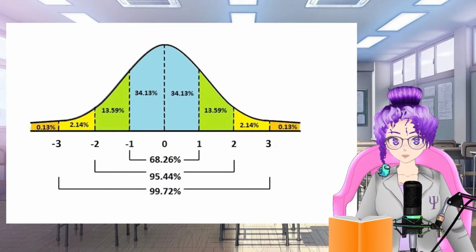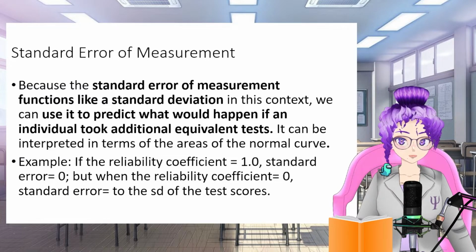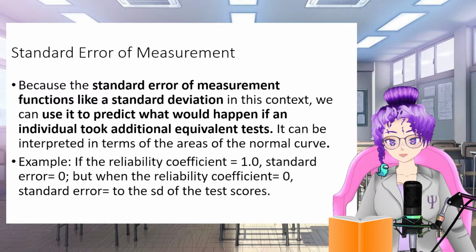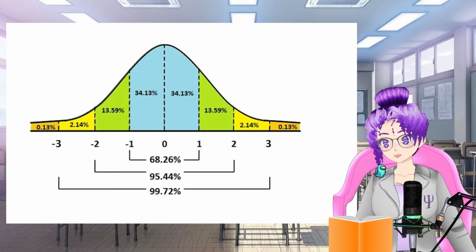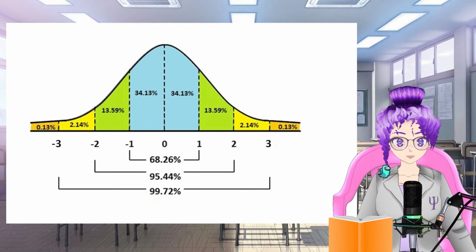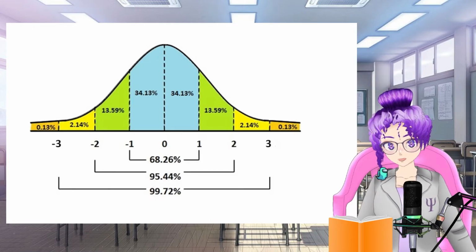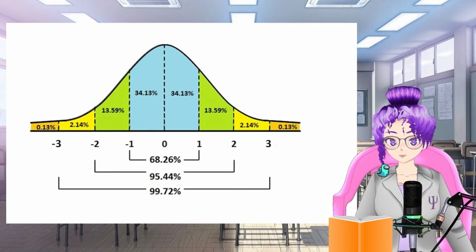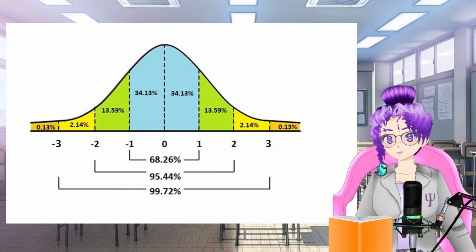So here is an example. If you remember your normal curve, if the reliability coefficient is perfectly 1.0, the standard error of measurement is 0. If, for example, it is less than 1.0, we can estimate it at either 1 standard deviation, 2 standard deviations, or 3 standard deviations, or 1 SEM, 2 SEM, and 3 SEM.